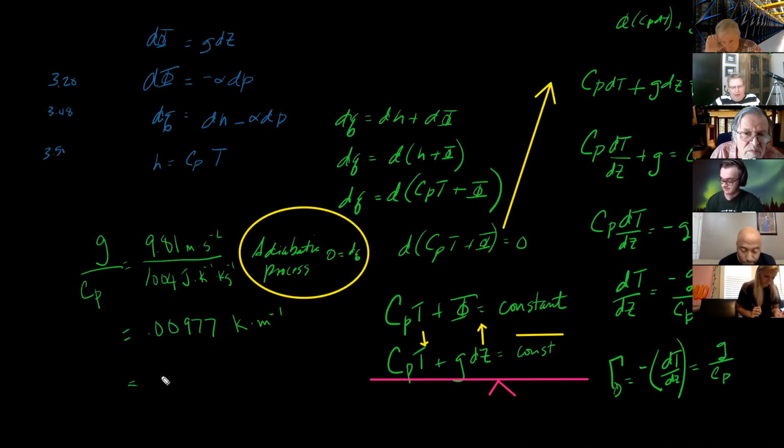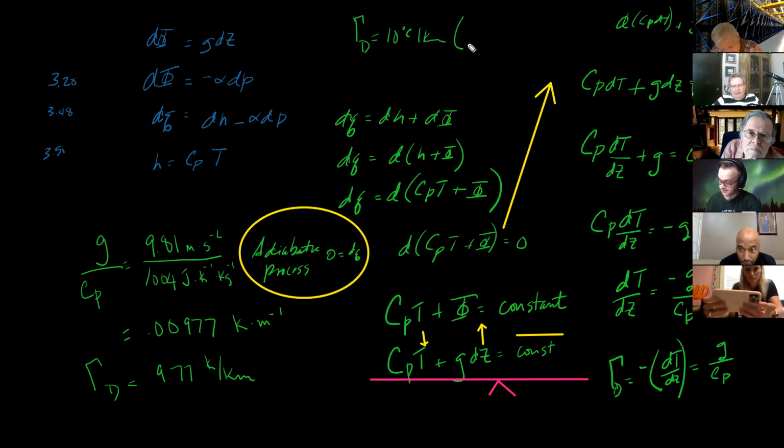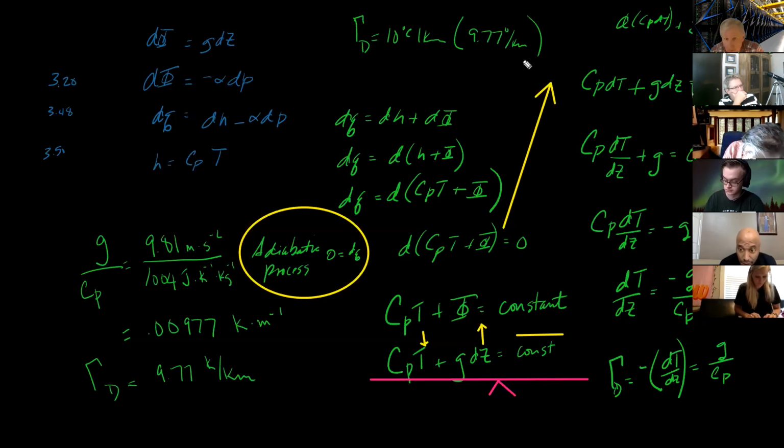I want to multiply by 1,000 to get to kilometers. And that's the dry adiabatic lapse rate, 9.77 K per kilometer, degrees per kilometer. So we've always said this, but really it's 9.77. All right, so that's gamma d.